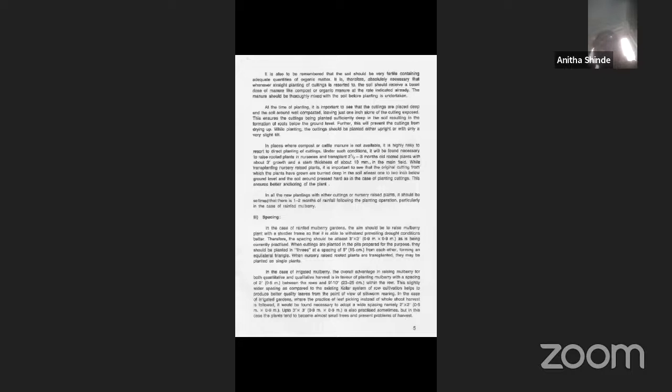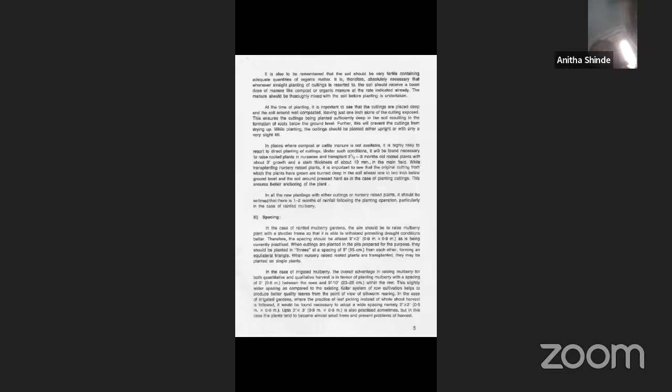Then while transplanting nursery raised plants, it is also important to see that the original cutting from which the plants have been grown should also be buried deep in the soil, at least 1 to 2 inch below the ground level. And the soil around it should be pressed hard, as in the case of planting cuttings. So this will ensure better anchoring or attachment of the plant. So in all these new plantings with either cuttings or the nursery raised plants, it should be timed so that there is at least 1 to 2 months of rainfall following the plantation operation, particularly in case of rain-fed mulberry. So these steps have to be taken care of.